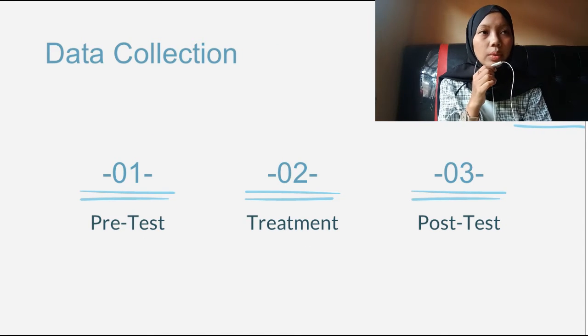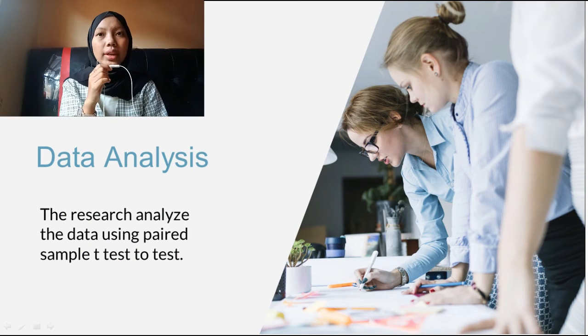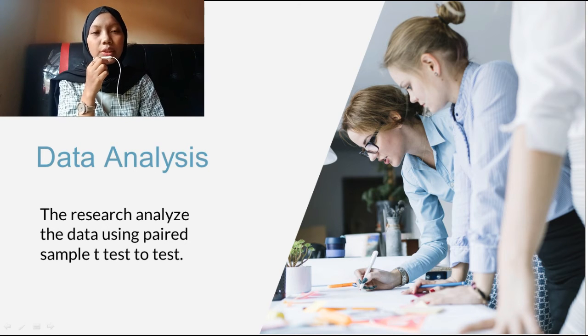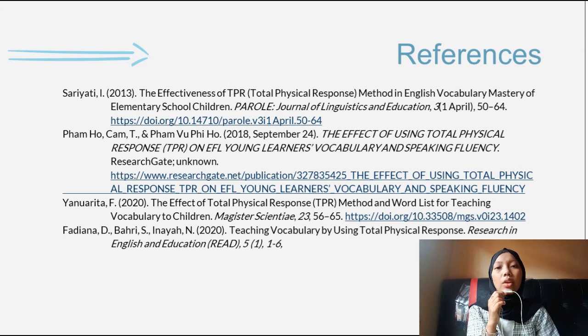Next is about the data collection. Based on Ary et al. in 2019, one group pre-test and post-test usually involves 3 steps. The first is the pre-test, the second one is the treatment, and the third is the post-test. So the data was collected from the results of the pre-test and post-test. The next is data analysis. After we collect the data, the data will be analyzed using a paired sample test. At the end, we can know whether the hypothesis is accepted or not by the result of the paired sample test. Here are my references of my study.